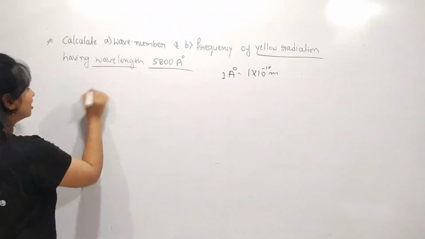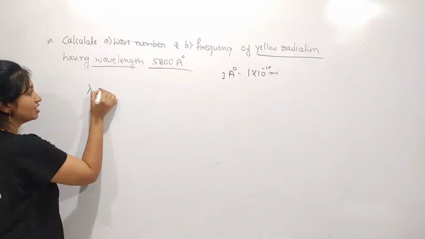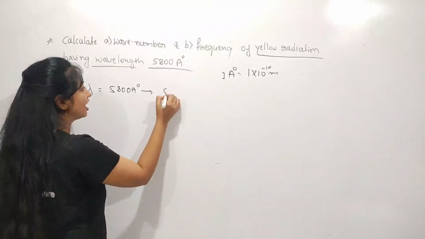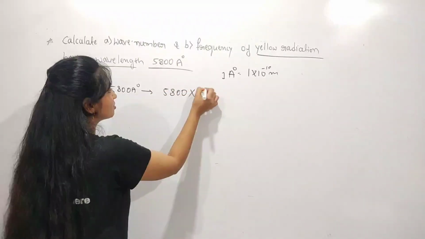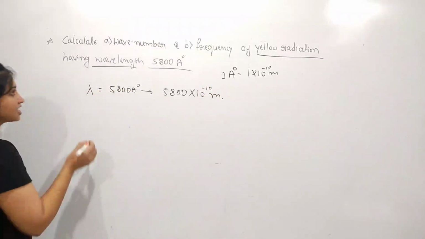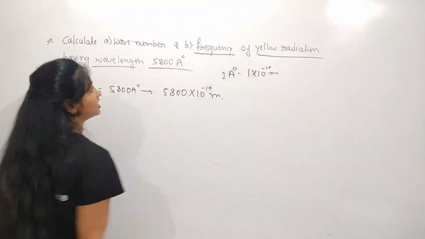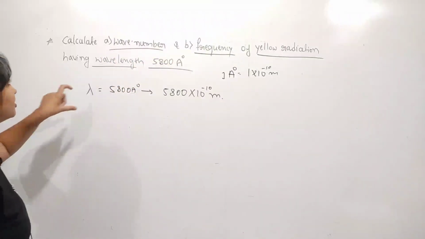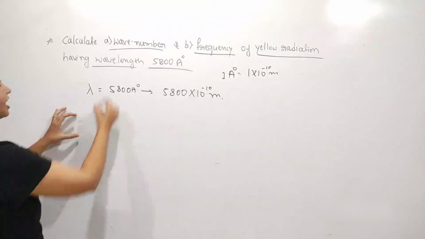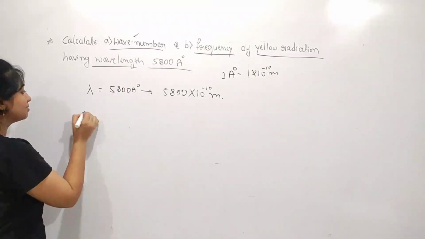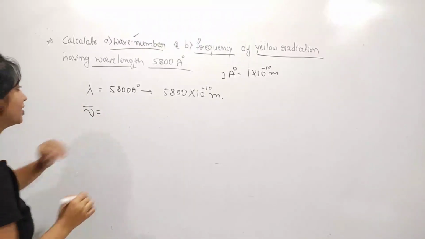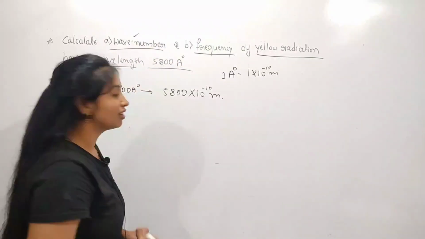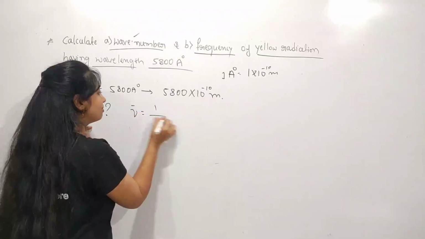So see here, they gave us lambda is equal to 5800 angstrom. We convert it into meter, like 5800 into 10 raised to minus 10 meter. Then they asked us the frequency and wave number. First we have to calculate the wave number. So wave number means nu bar. Nu bar is the wave number they asked. Already you know that the wave number is the reciprocal of the wavelength. So nu bar is equal to 1 by lambda.